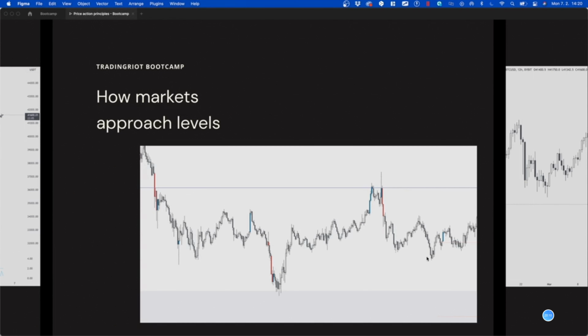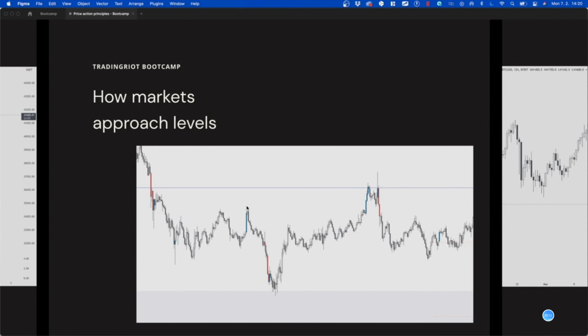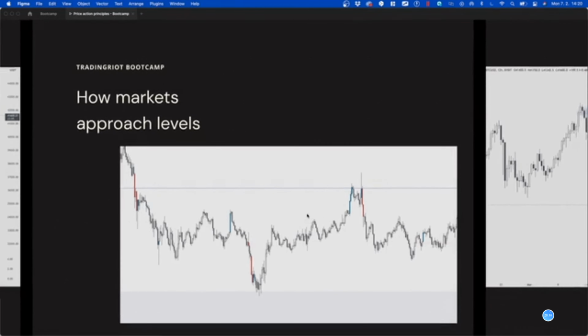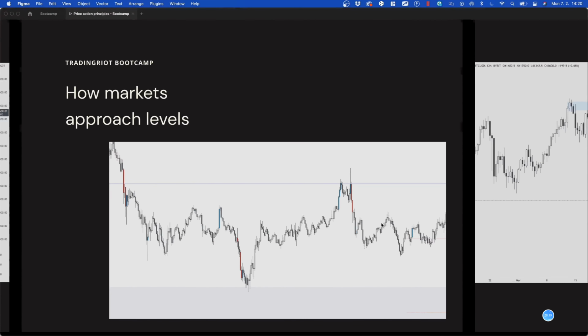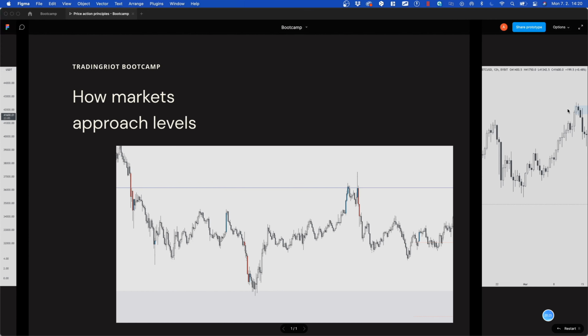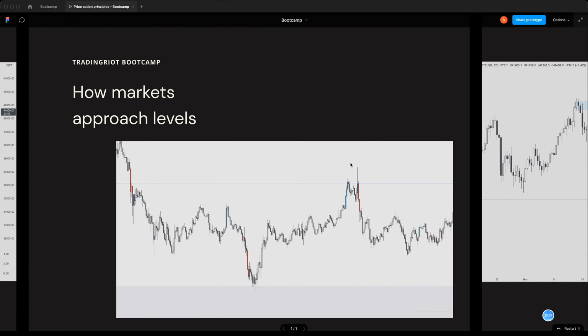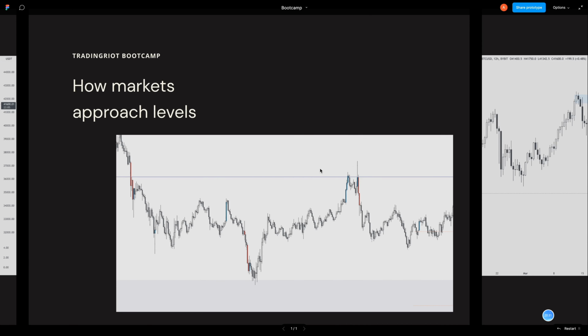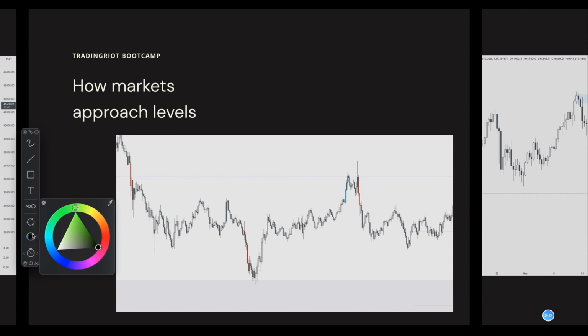You can see basically anytime the large volumes get picked up, the market will make some sort of move. So how is the market approaching the level? There are basically two ways of markets going to levels, and let me just draw this again.